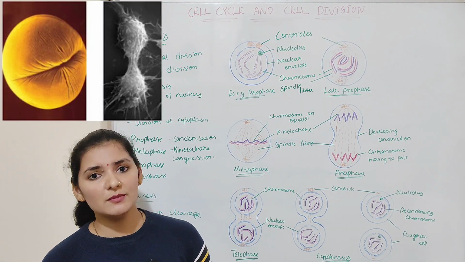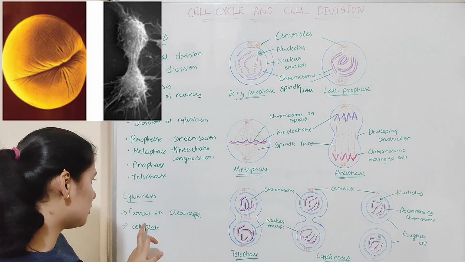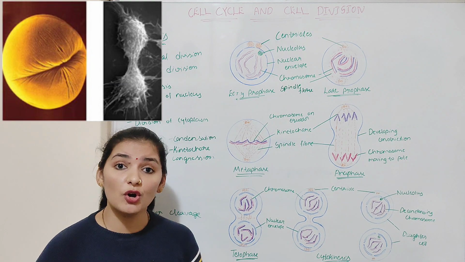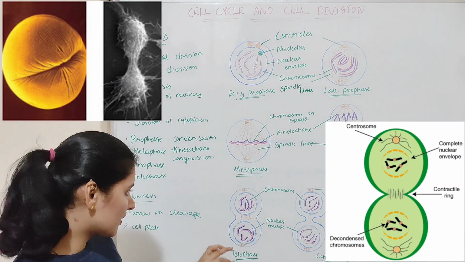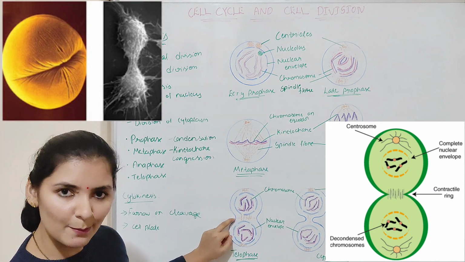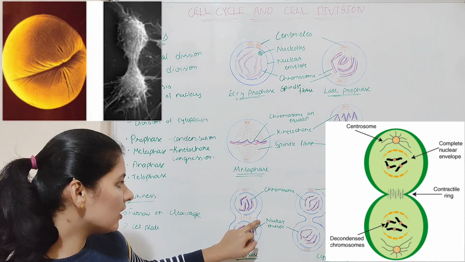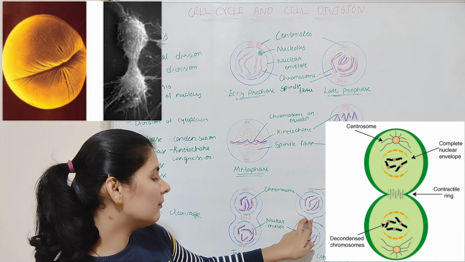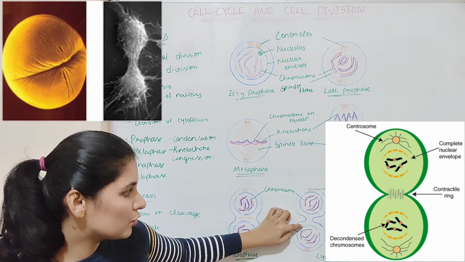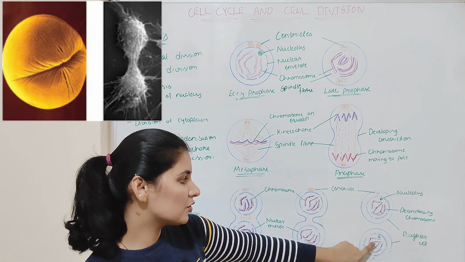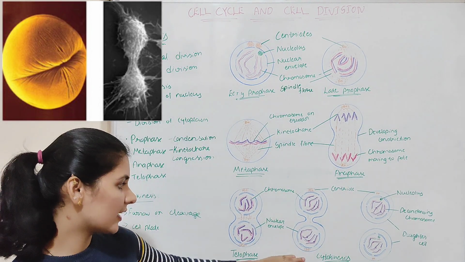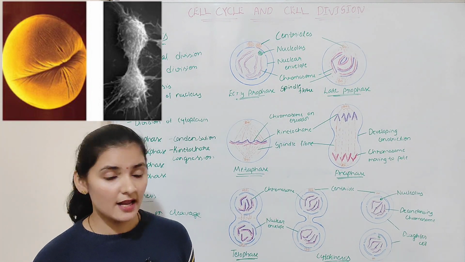Cytokinesis in the case of an animal cell is achieved by the formation of a furrow or cleavage. This furrow or cleavage is formed in the plasma membrane. As you can see in this diagram, this is a furrow or cleavage which is formed in the plasma membrane. This furrow or cleavage deepens and ultimately it joins at the center, dividing the cytoplasm into two, or there is an equal distribution of the cytoplasm to the two daughter cells. So that is about cytokinesis in the animal cell.